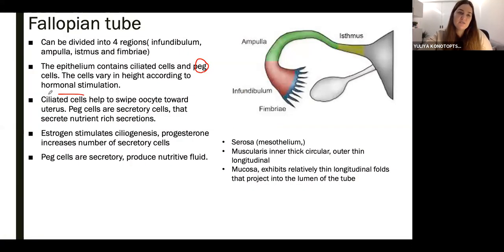Okay, so all the ciliated cells swipe the oocyte towards the uterus. PEG cells, the non-ciliated cells, are actually secretory cells. They secrete a nutrient-rich secretion for one reason: if you actually have an embryo, it can be provided with the nutrients, right? Estrogen is going to stimulate ciliogenesis. Progesterone increases the number of secretory cells.